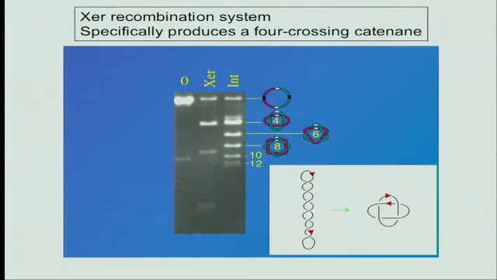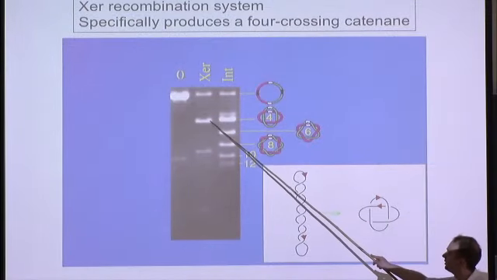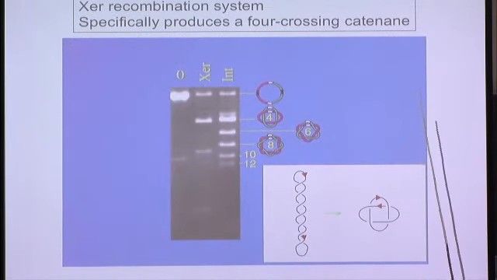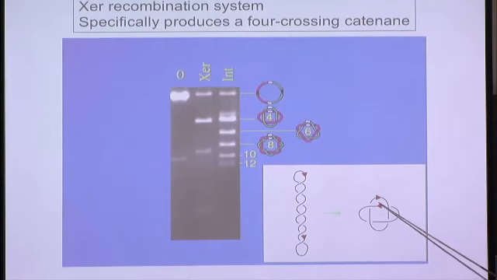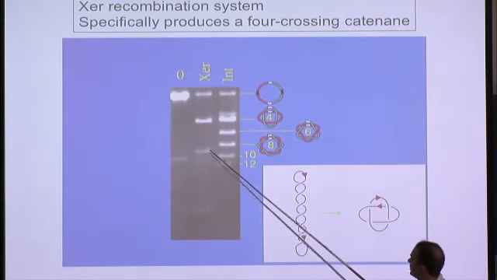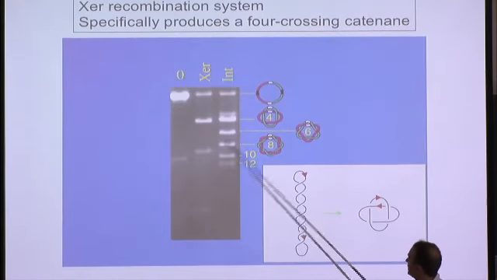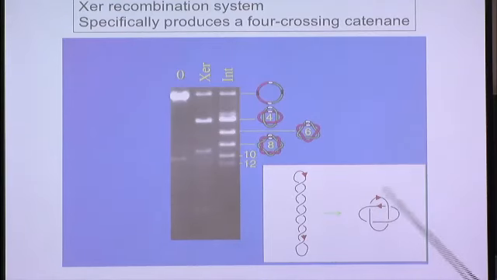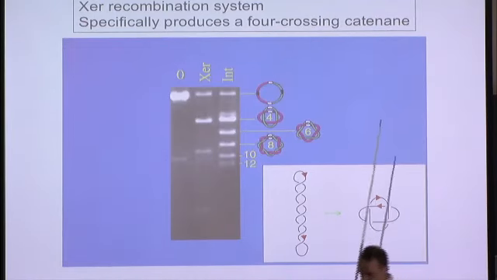In contrast, the Xer site-specific recombination system produces a 4-noded catenane with a specific topology. So it's this 4-noded catenane with the two recombination sites in anti-parallel around the catenane. And these two bands that we see here are actually small amounts of circles that are released by me being too vicious with the nicking enzyme that I need to use to get rid of the supercoiling so we can see this. Okay.